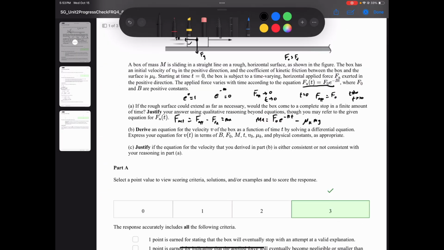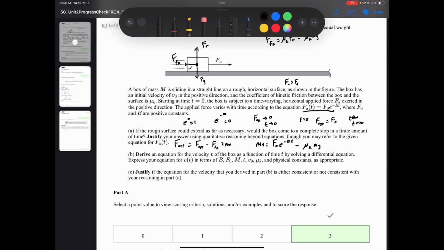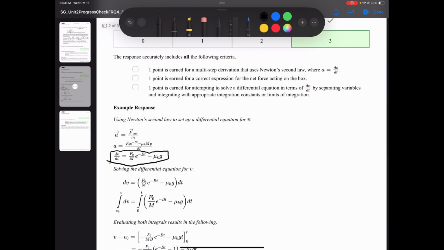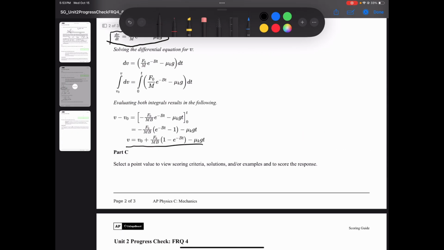Part C, what's part C saying? So justify if the equation for velocity that you derived in part B is either consistent or not consistent with your reasoning in part A. Well, let's actually look at the equation. So it says here, let's kind of analyze what's going on. At time t equals 0, let's see what it says.